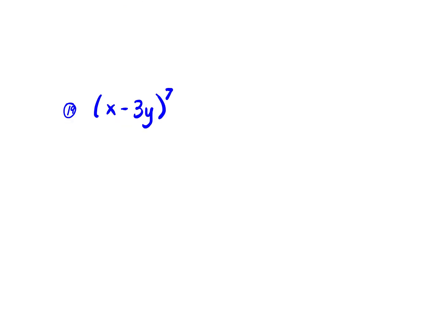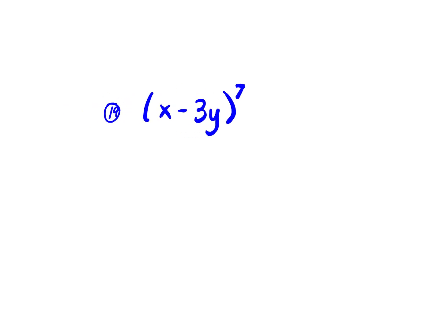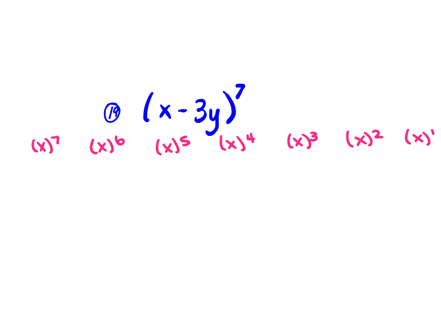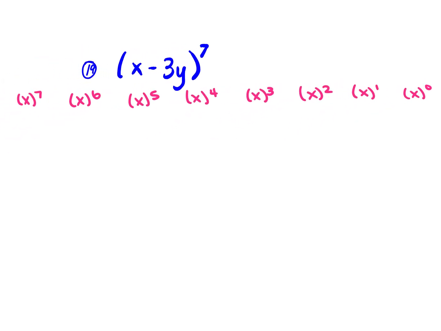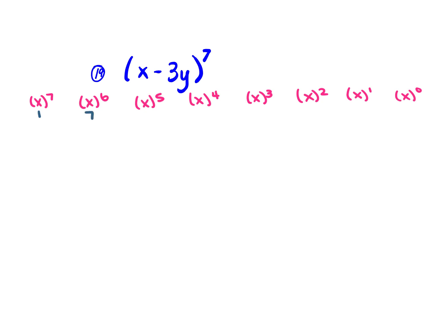For number 19, we have x minus 3y to the seventh power. Our power is 7 here, so we're going to start with x to the power of 7, x to the sixth, to the fifth, to the fourth, the third, the second, the first, and the power of 0. We're working with the seventh power here. So from Pascal's triangle, we are going to work with 1, 7, 21, 35, 35, 21, 7, and 1.